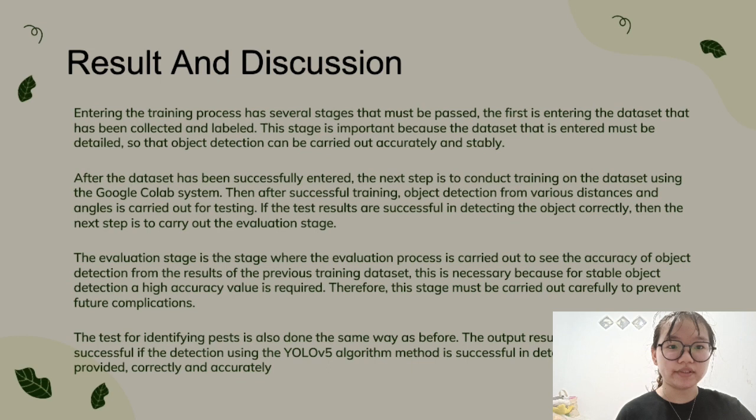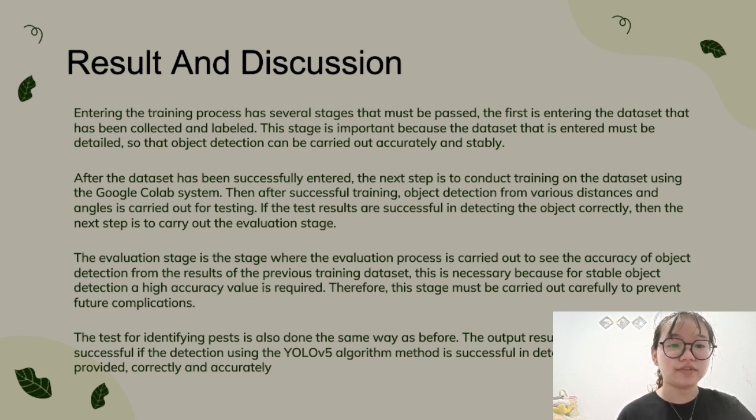Entering the training process has several stages that must be passed. The first is entering the dataset that has been collected and labeled. This stage is important because the dataset that is entered must be detailed, so that object detection can be carried out accurately and stably. After the dataset has been successfully entered, the next step is to conduct training on the dataset using the Google Colab system.